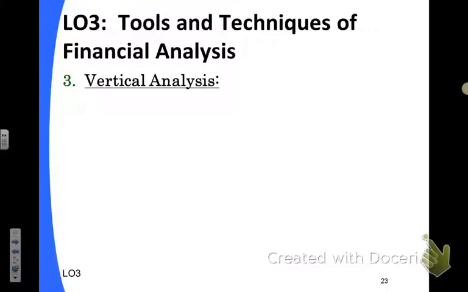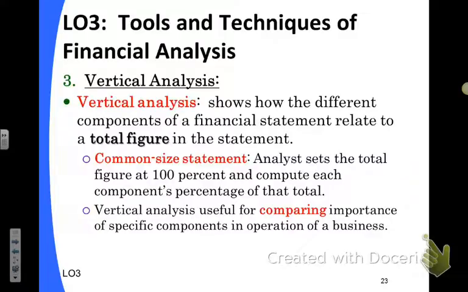And then third, we have vertical analysis. Third is really a lot of what you've already done in the past. Vertical analysis shows how the different components of a financial statement relate to a total figure in that statement. This is your common size or your component percentage that we have discussed since the first half of this school year. The analyst sets the total figure at 100% and computes each component as a percentage of that total. Vertical analysis is most useful in comparing the importance of specific components in the operation of the business.